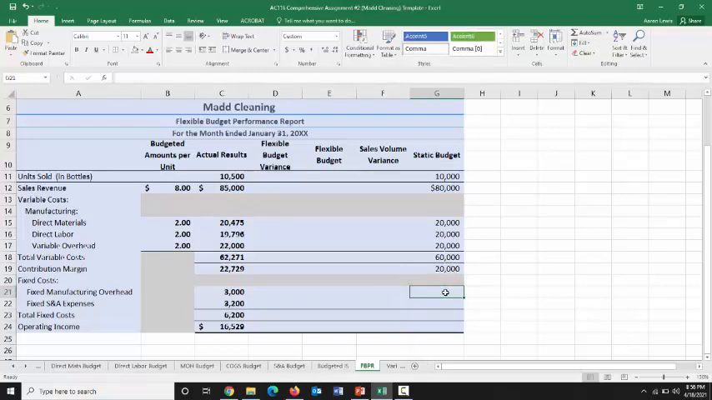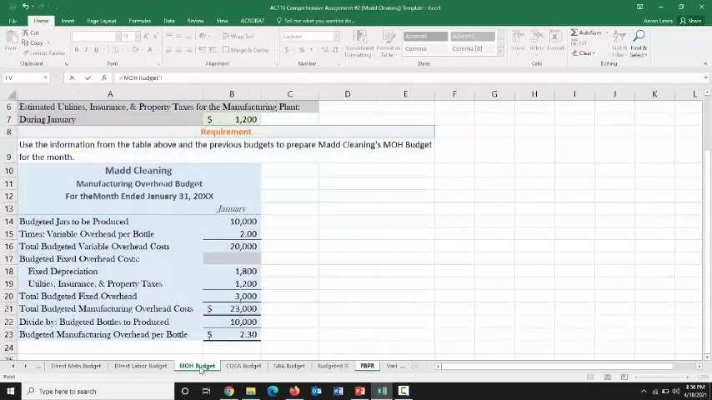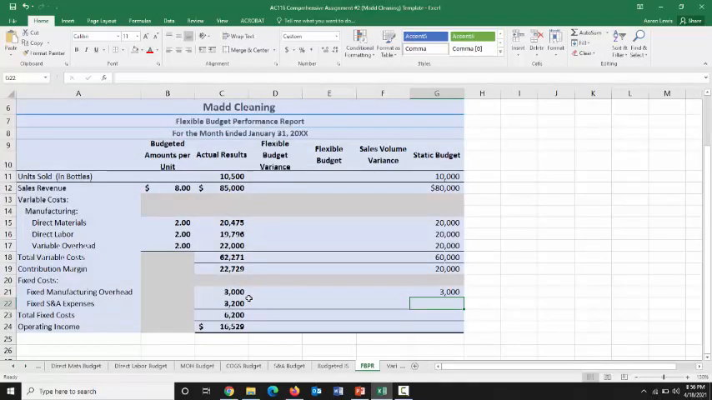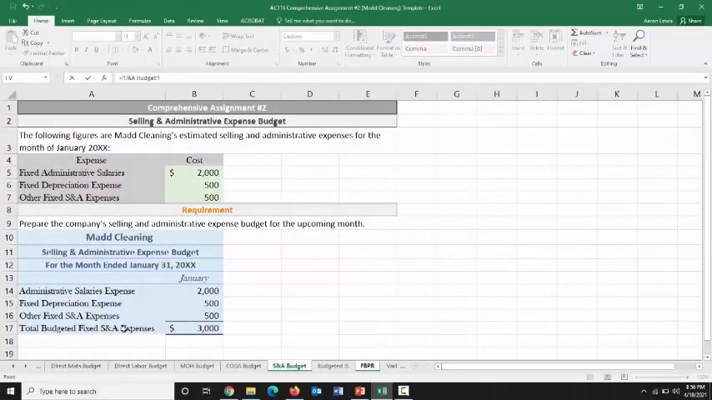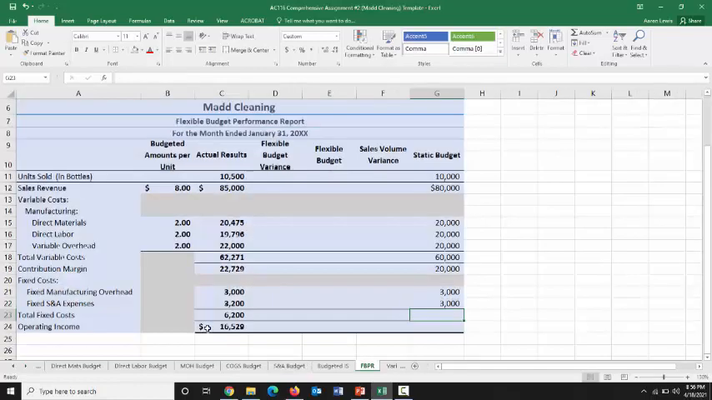What about our fixed cost? Well, what was our budgeted fixed manufacturing overhead? Well, we have a manufacturing overhead budget. If we go and reference it, we see that our total budgeted fixed overhead, according to our manufacturing overhead budget, was 3,000. And then we also had fixed selling and administrative expenses, which we can find on our S&A budget. So if we go there, we see our total budgeted fixed S&A expenses were also 3,000, which means in total, we expected to incur $6,000 of fixed costs. And since contribution margin minus fixed costs equals operating income, 20,000 minus 6,000 is going to give us our $14,000 in operating income.